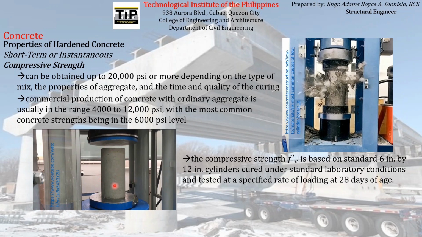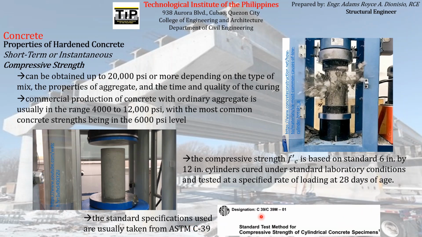So that concrete cylinder is made, cured, and then tested at standard laboratory conditions and at a specified rate of loading at 28 days of age. So usually FC prime is the compressive strength that we have measured at 28 days of age of the concrete cylinder. The specifications for conducting that test on concrete cylinders can be found in ASTM C39. So what is ASTM C39? It is the standard test method for compressive strength of cylindrical concrete specimens.